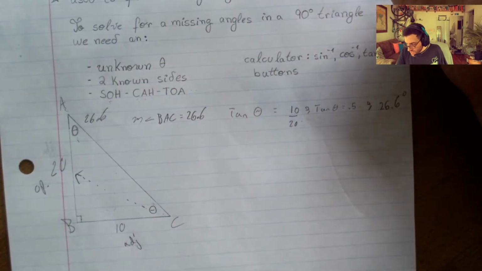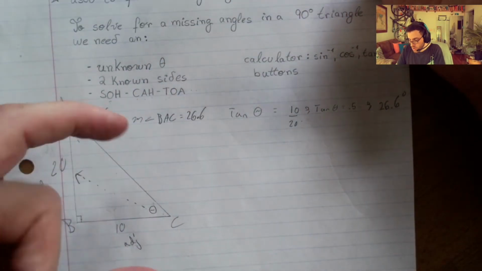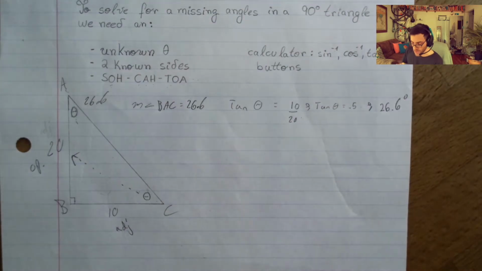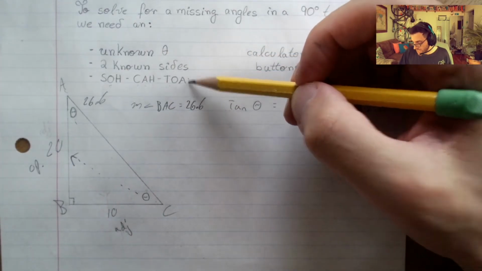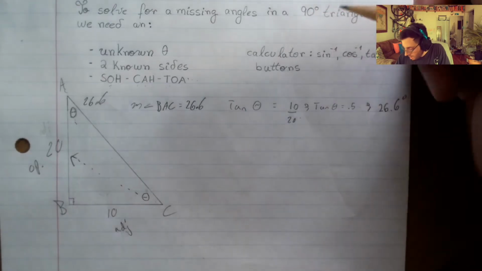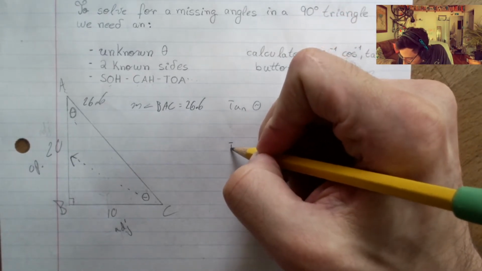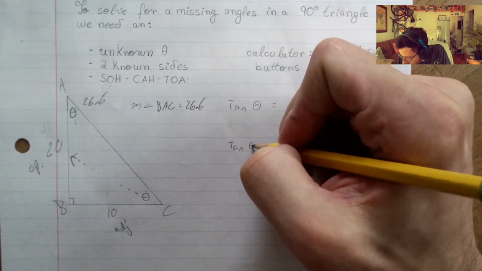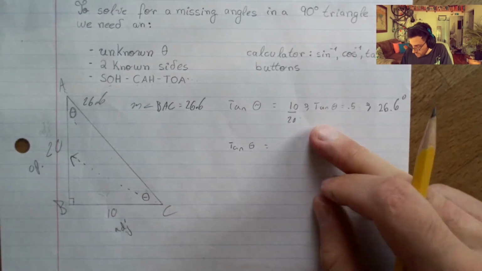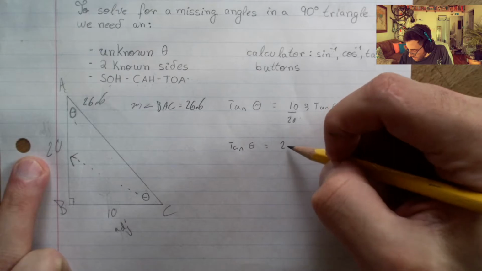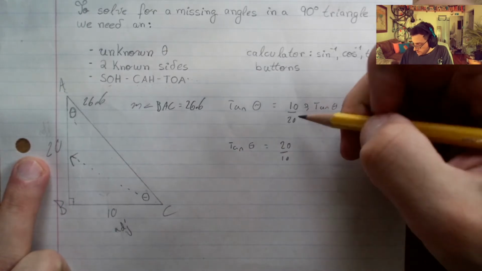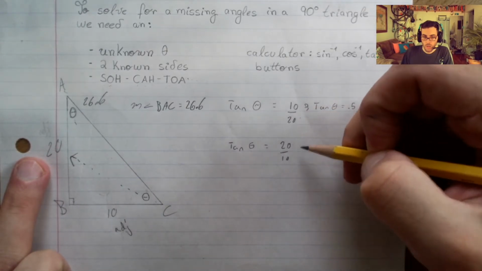And now we just need to follow our steps again. Are we going to use sine, cosine, or tangent? Since we have an adjacent and an opposite, we're going to go with tangent again, but we're going to end up flipping our values. So if we say tan theta is equal to, in this case, an opposite of 20 over 10. You can kind of see how these two numbers relate.